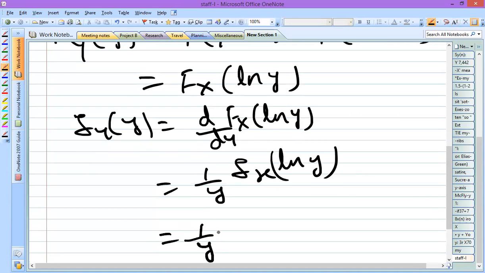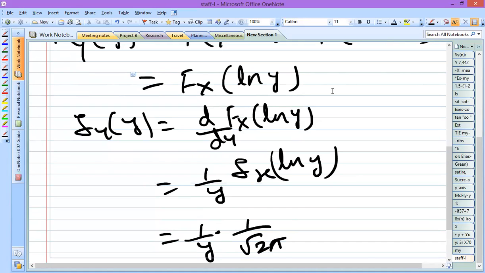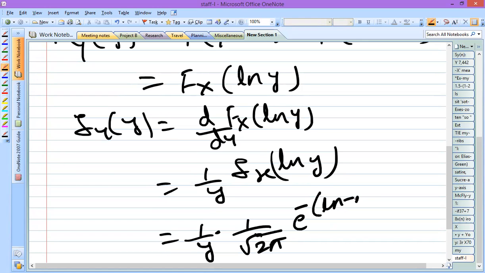So 1 by y will be there. Here for the Gaussian random variable, we have seen that it is 1 by root 2 pi, the whole thing will be there, into e to the power minus z square. We need to write this since they have mentioned the mean and the standard deviation. So here we'll be writing the equation as minus of (ln y minus mu x) whole square; in place of z we will be writing this, divided by sigma x square.